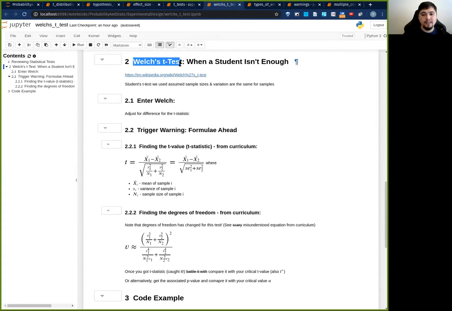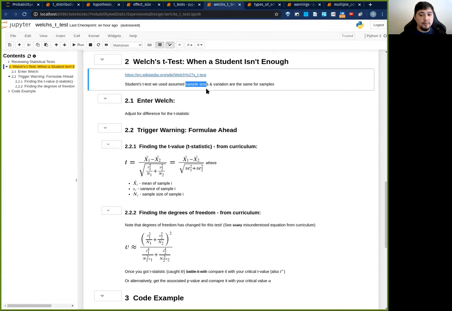We have Welch's t-test because the student's t-test assumes the sample sizes and variations are the same for samples, which might not actually be true. As you get different samples, the sample sizes aren't necessarily the same. They might also have a different standard deviation. So we can just use Welch's t-test, and it corrects for the differences between our samples. By different samples, I'm talking about our control group versus our experiment group. The student's t-test assumes that your experiment group and your control group are equal to each other, like the sizes and the variation, which might not actually be true. So you can just use Welch's t-test and it corrects for that.